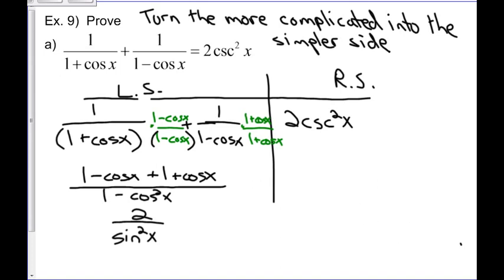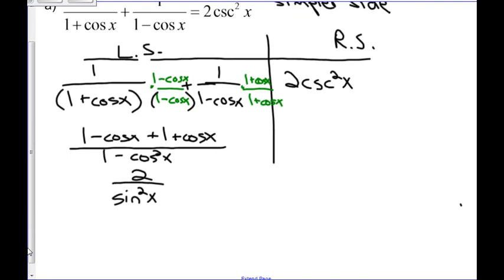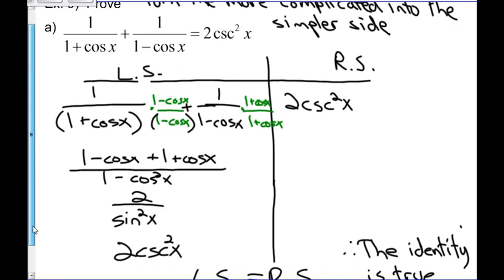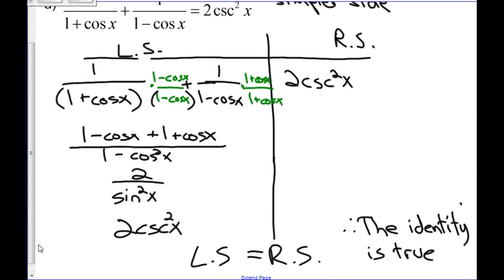And finally, we know that a sine squared on the bottom is the same as a cosecant squared on top. That's the definition of cosecant. It's the reciprocal of sine. Okay, so now we've turned the left side into the right side. We can say the left side equals the right side. Therefore, the identity is true. But you need to clearly show your steps, because the real math here is in the process. We know, or we assume, that the given statement is true.